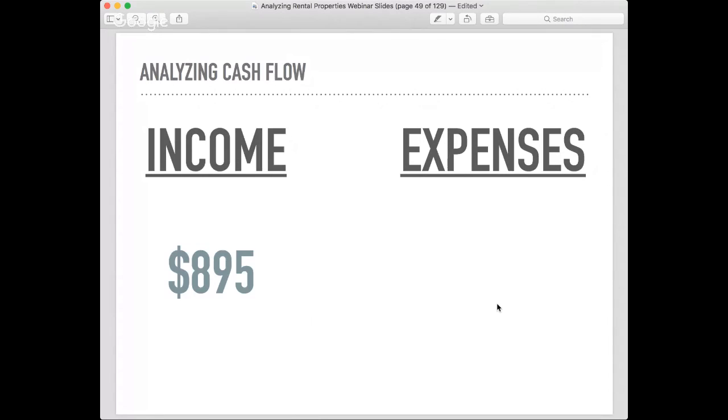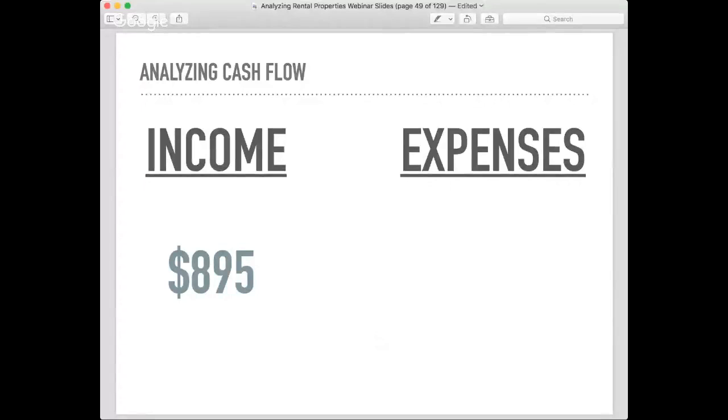We're going to start with income. That's the first section. Income, what does it bring in? Well, I already told you $895, right? That's what's bringing in, $895. Okay, so that's box number 1, if we're talking about what I labeled earlier, the 4-square analysis. In other words, we're breaking it into 4 sections: income, expenses, cash flow, return on investment.